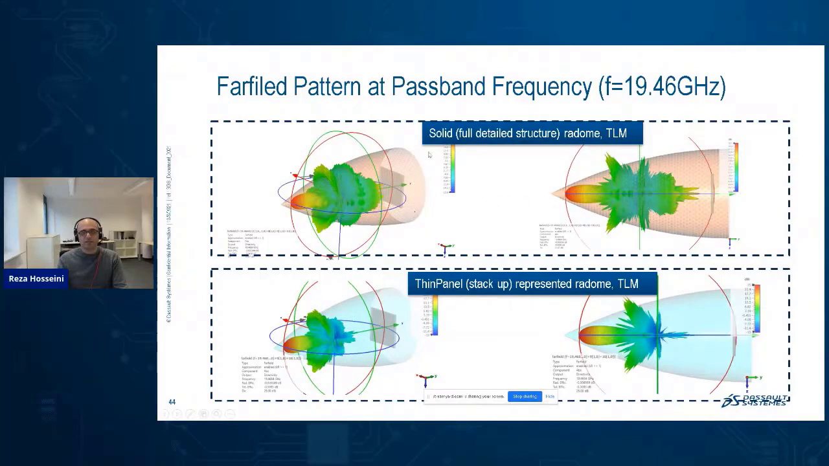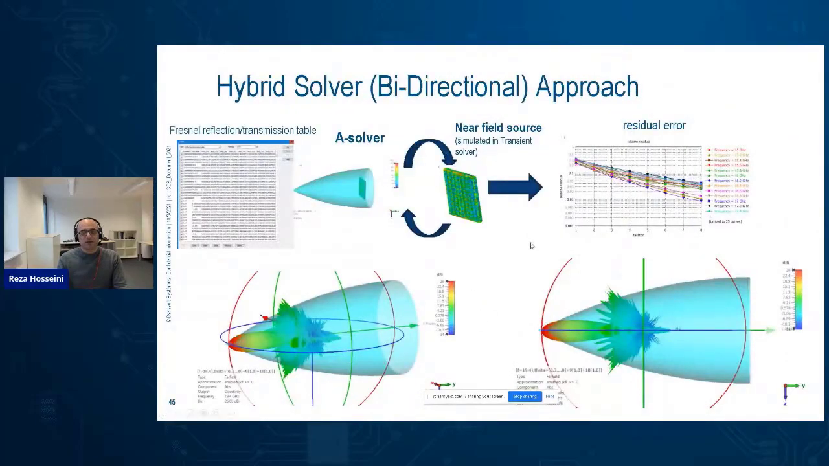result of the radome at the frequency of 19.4, which is basically the passband, and this is the full detailed structure. In the bottom we can see the SIM panel with stack up. Like the previous curved radome, here I also used the hybrid solver approach.